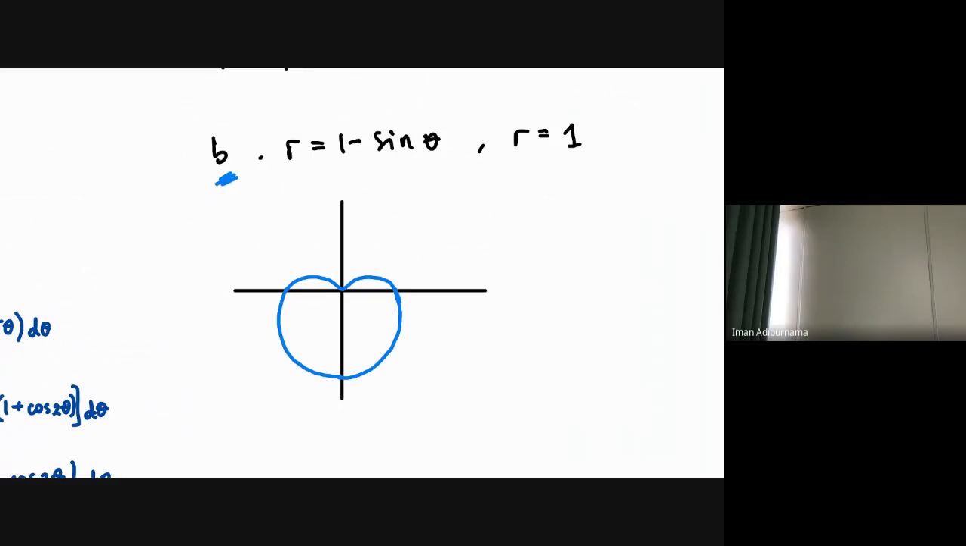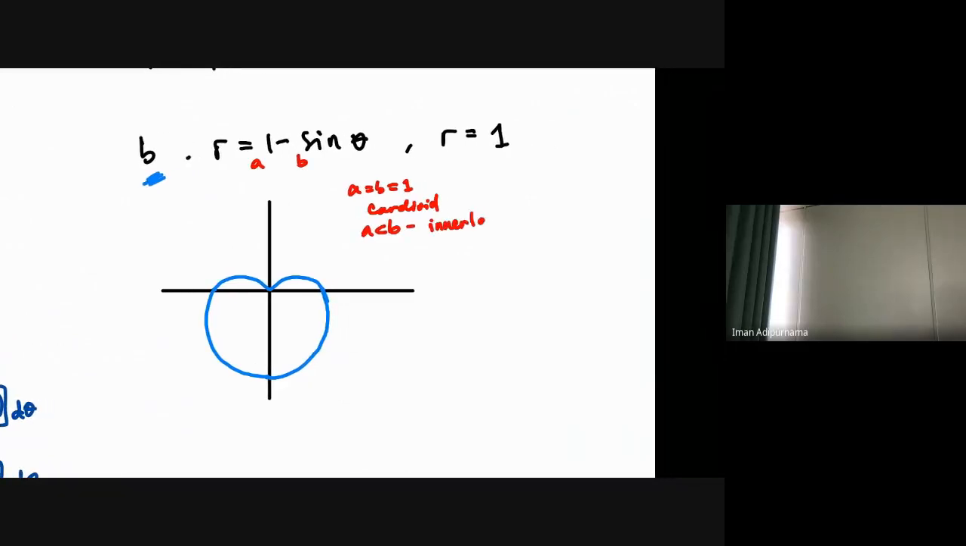Actually, you can see the video that I attached in the previous module on how to draw the polar curves. And from here, if A equals B equals 1, that's the cardioid, right? If A is less than B, it's the inner loop limaçon. If A is greater than B, it's the dimpled limaçon. And if A is greater than or equal to B, it's the convex limaçon.